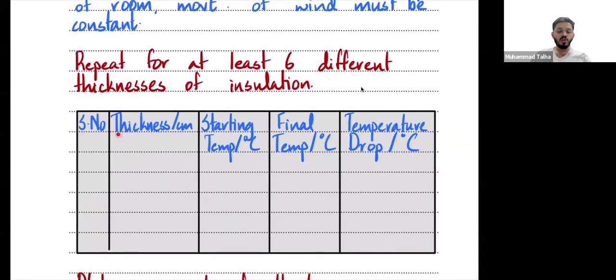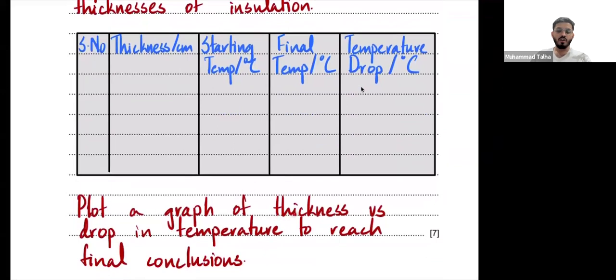So how the values look in this case, again, my table of values always includes serial number, but this is not really required. What is required is the rest of this table along with their proper units. So thickness in centimeters of the insulation, starting temperature in degrees Celsius, final temperature in degrees Celsius, and subtracting the two gives us the temperature drop in degrees Celsius. And the last line is also always going to be the same, that you plot a graph of thickness versus the drop in temperature to make your final observations.